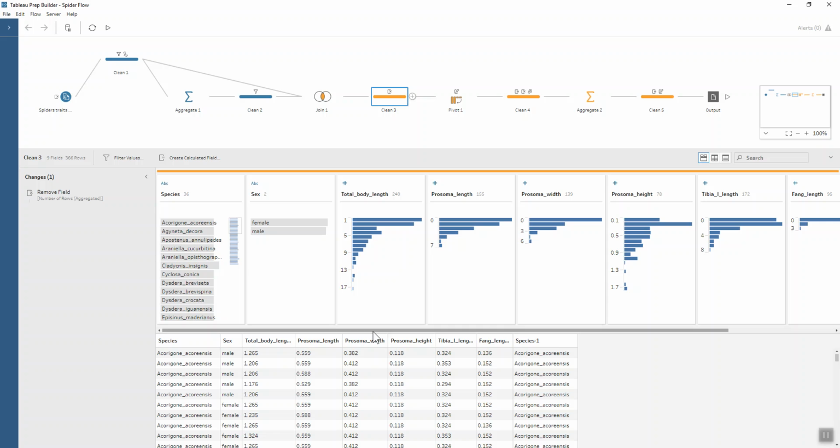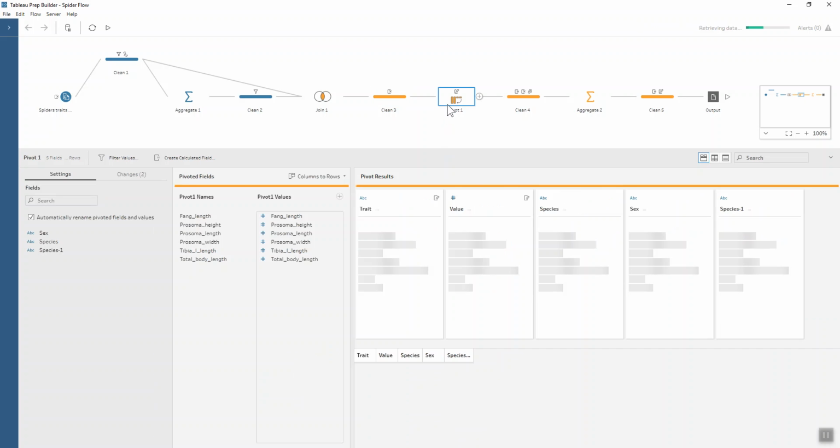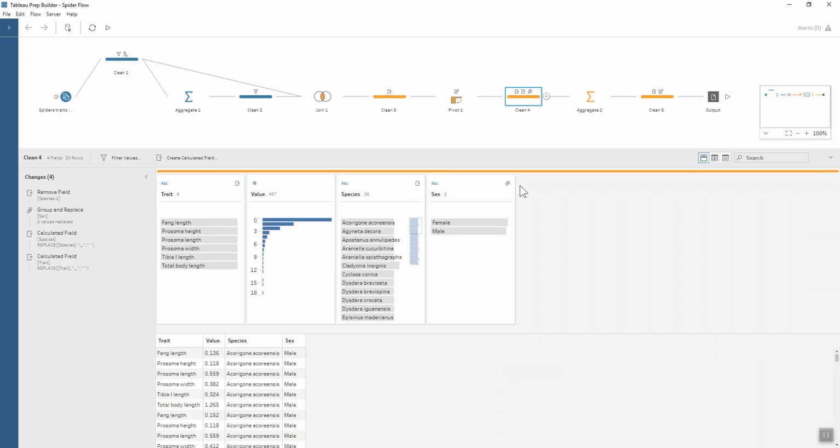Next, we're just going to take away that number of rows because we don't need it anymore. We could probably take away this species as well, but I'm sure I'll do that at a later date anyway. Then what's next is we're going to do some pivoting of all these different traits, so they are coming from being columns into being rows. And then we rename them to be trait and value. And then from there, there we go. That's where I've got rid of that extra species field, and I've done a bit of renaming, cleaning up of the sex field as well to make those capital letters.